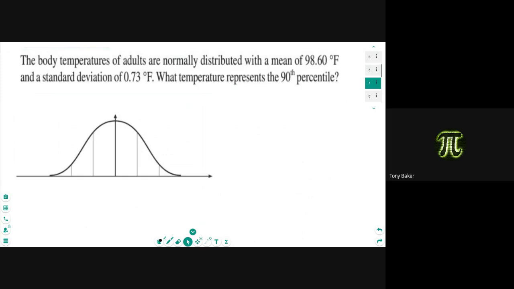So what does 90th percentile mean? How do we change that to a number that I can use? 0.9. Remember, it's just a percent, so that's the same thing as saying 0.9. So I'll mark down the things that we know. We're looking for the x. We know my mean is 98.6. My standard deviation is 0.73. We don't know my z yet. We have to find that.